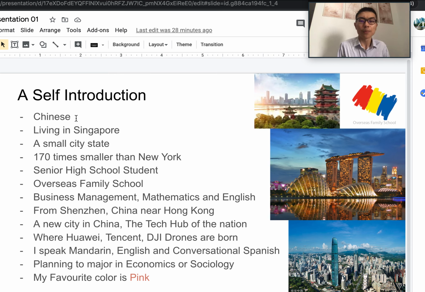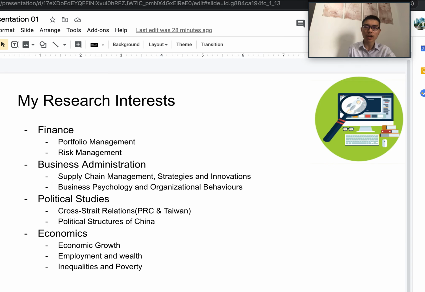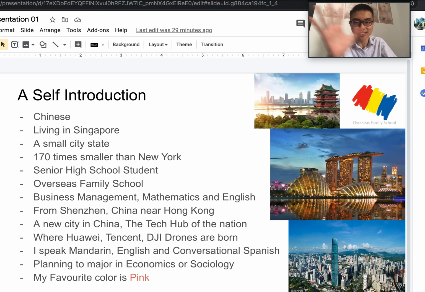Yeah, and my future plan is I want to major in economics or sociology because I'm kind of interested in both of these areas. And my favorite color, if you guys can see from the photo here, is actually pink. I like to wear pink shirts, and my favorite color is pink. Okay. My research interest, yes, good question. I think this is more relevant than this slide right here.